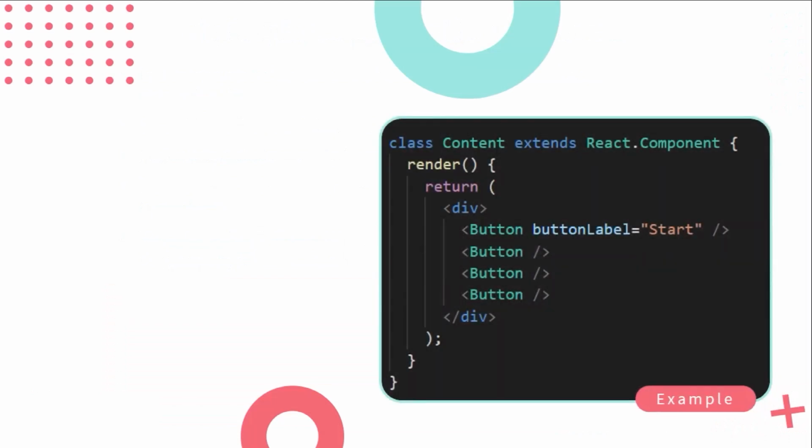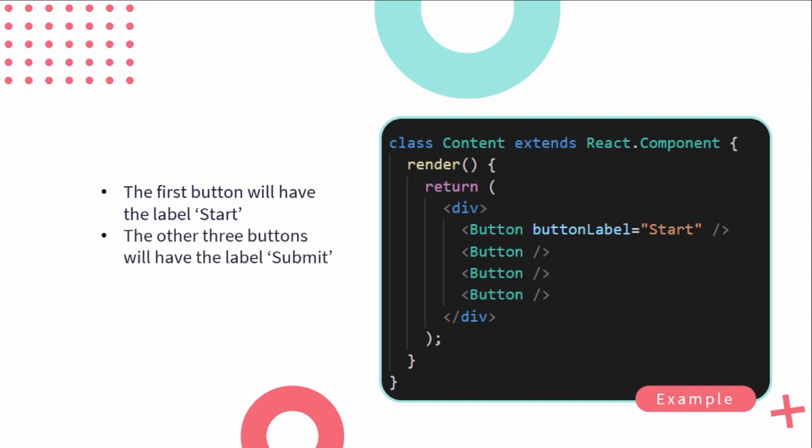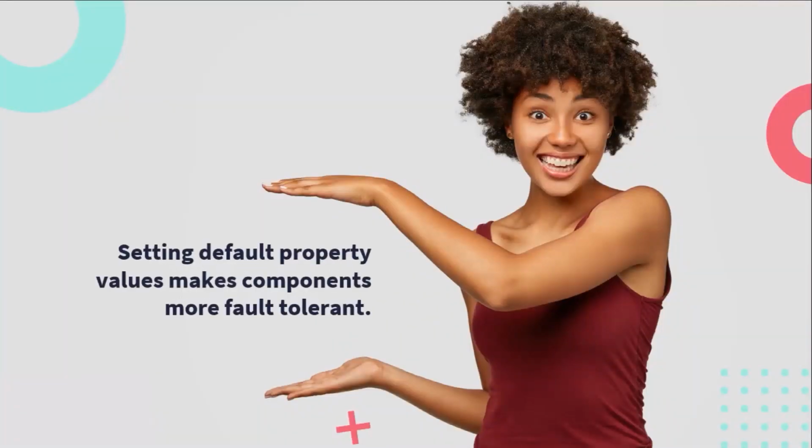The following parent component content renders 4 buttons. But 3 of these 4 button components are missing properties. Can we guess the result? The first button will have the label start, and the rest of the buttons will have the label submit. Setting default property values is almost always a good idea, because doing so makes your components more fault tolerant. In other words, your components become smarter, because they have a baseline look and behavior even when nothing is supplied.